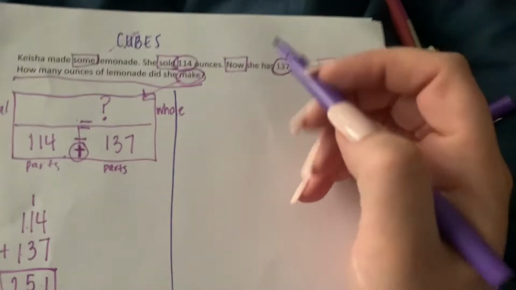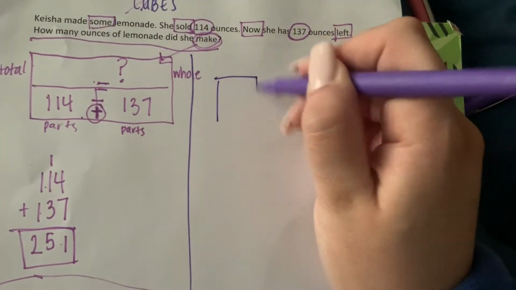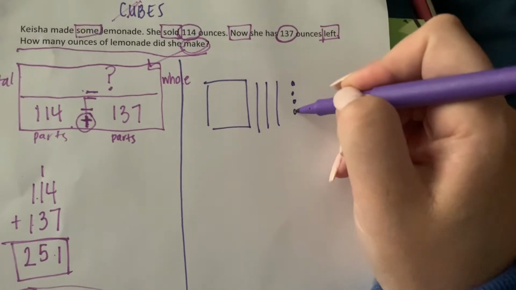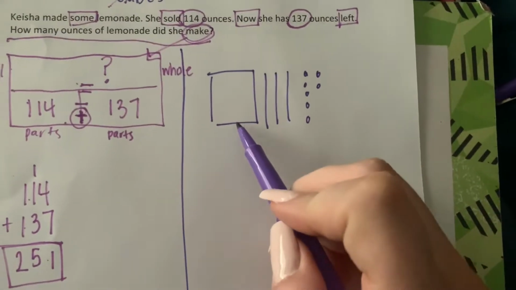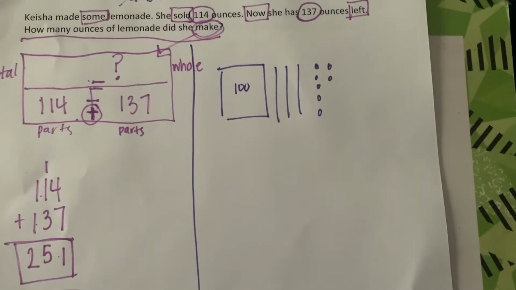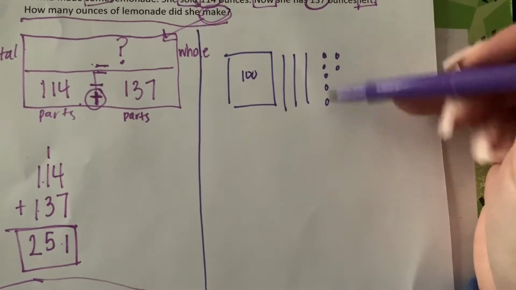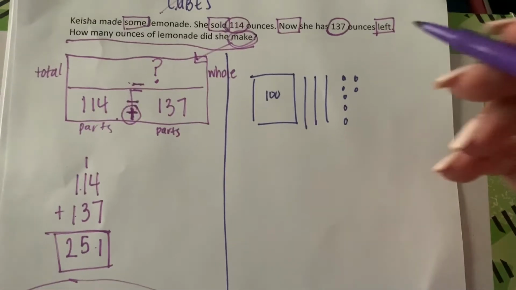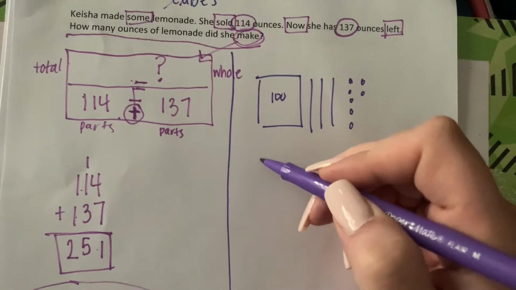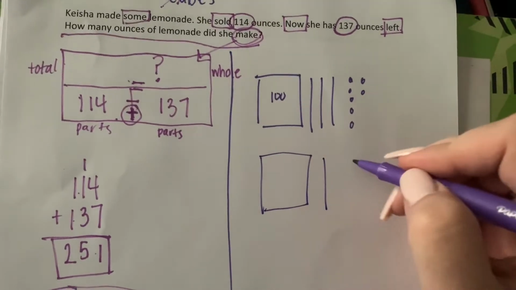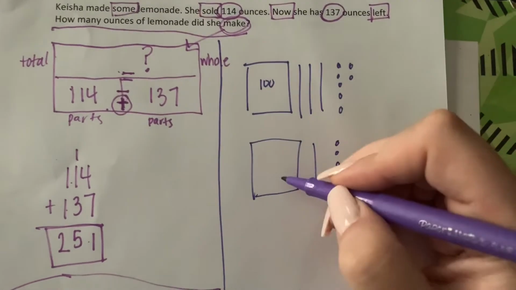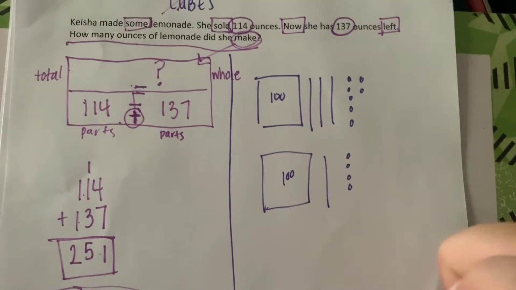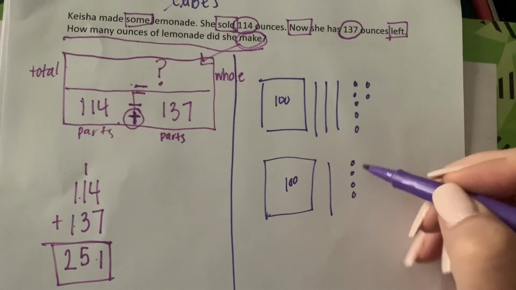Now I'm going to do it with a picture. So I'm going to draw my 137 because that's my bigger number. So I have 100. This big box equals 100. My lines are 10s and my dots are 1. So 100, 1, 2, 3, 37. And I'm going to draw my 114. 100, the 1 for the 10, and then my 4 ones. So now I'm going to add these up.